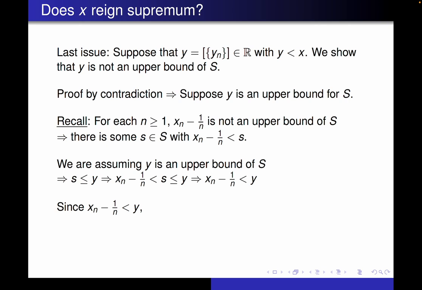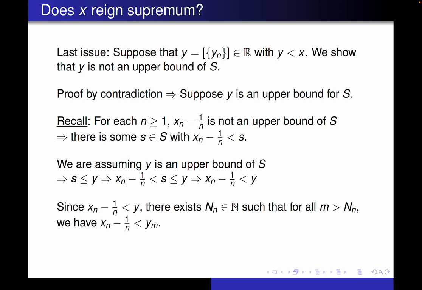And when I say xn minus 1 over n, again, I'm thinking of it as a real number because y is a real number. So I'm thinking of it as being represented by the constant sequence where all the terms are xn minus 1 over n. Just want to be clear about that. So we know that xn minus 1 over n is less than y. That means, by the definition of less than, we again have some natural number, n sub little n, a different one for each value of n potentially, such that for all m greater than that n sub little n, xn minus 1 over n is less than ym. So at some point in the sequence that represents y, xn minus 1 over n is going to be smaller than those terms.